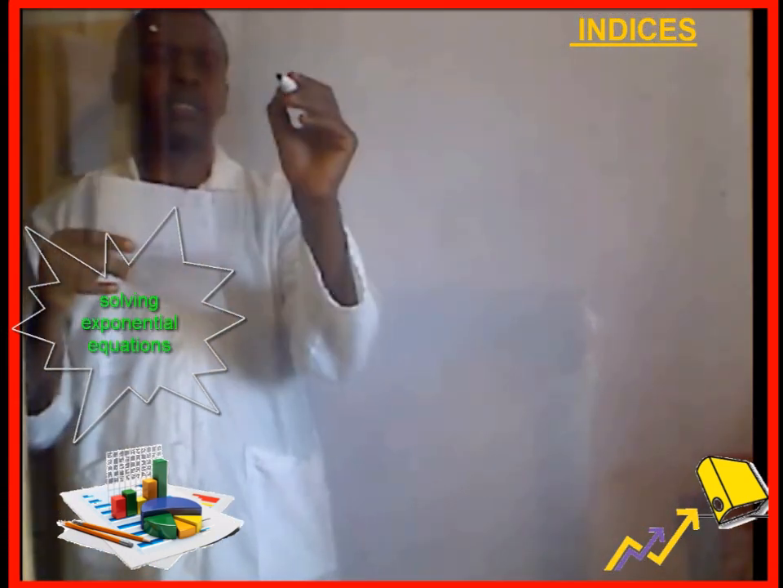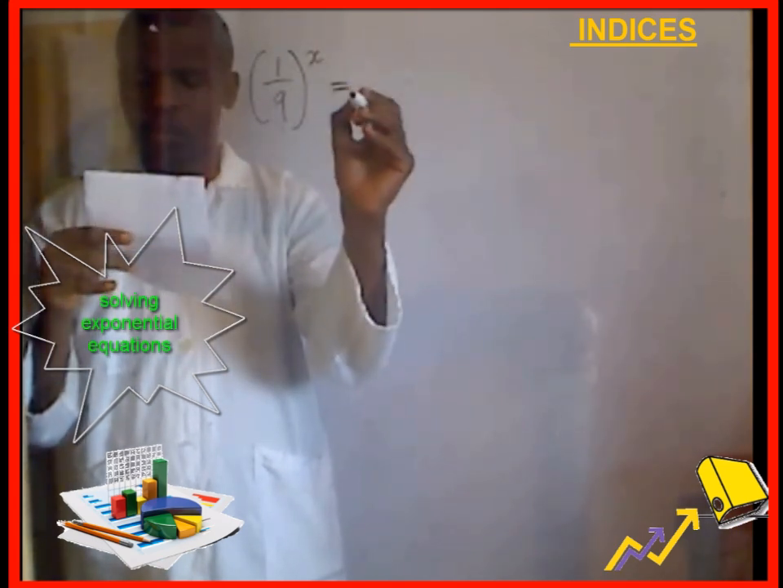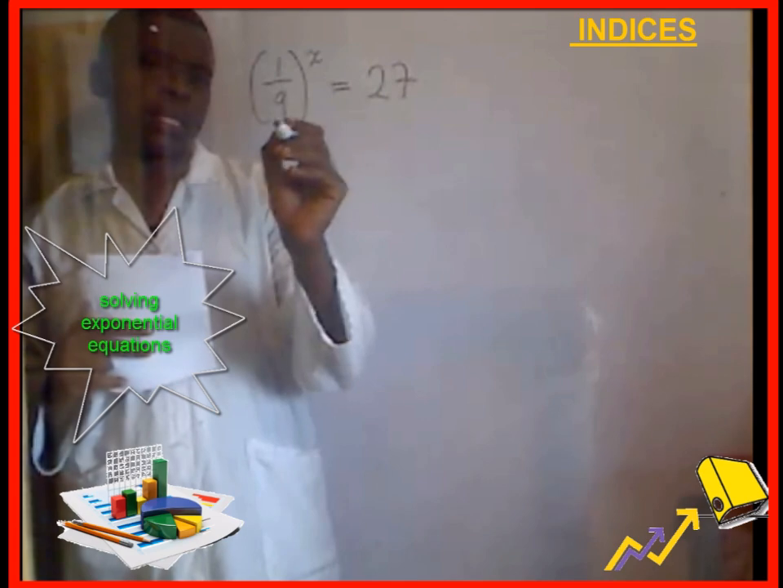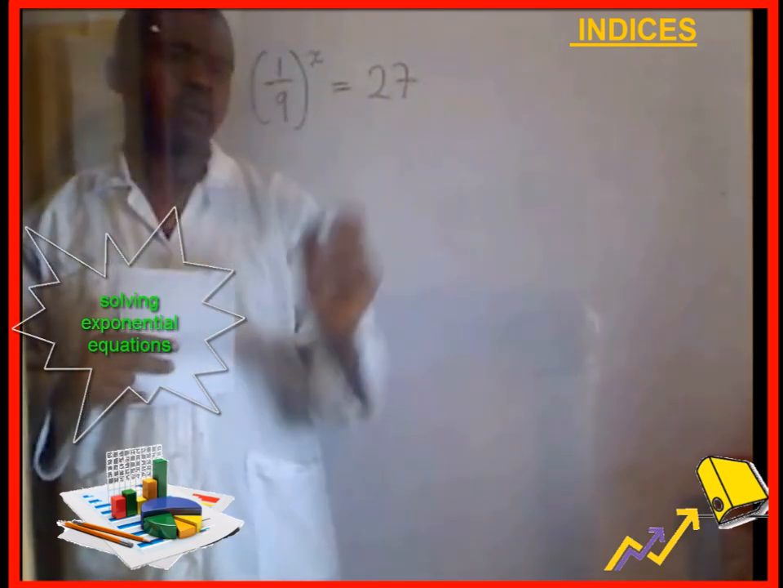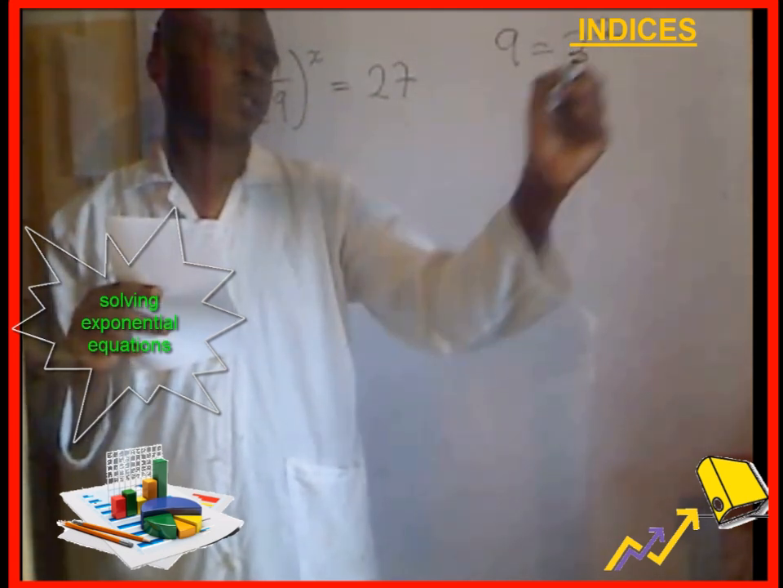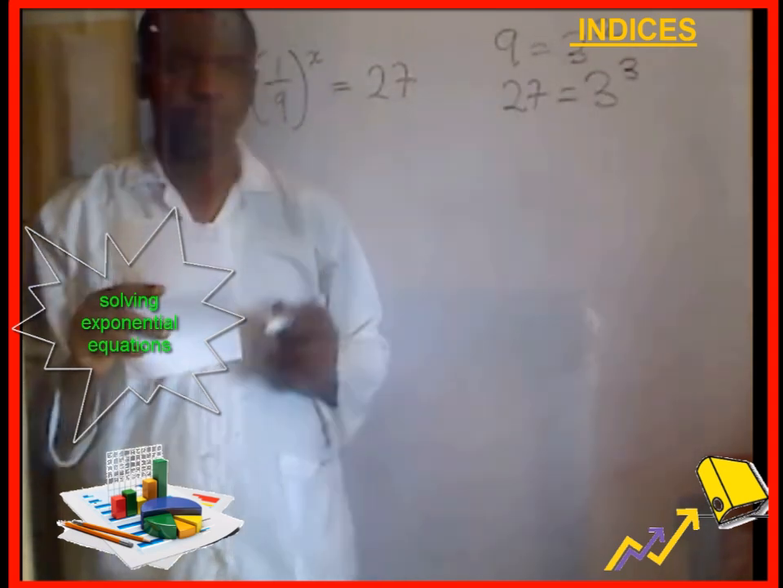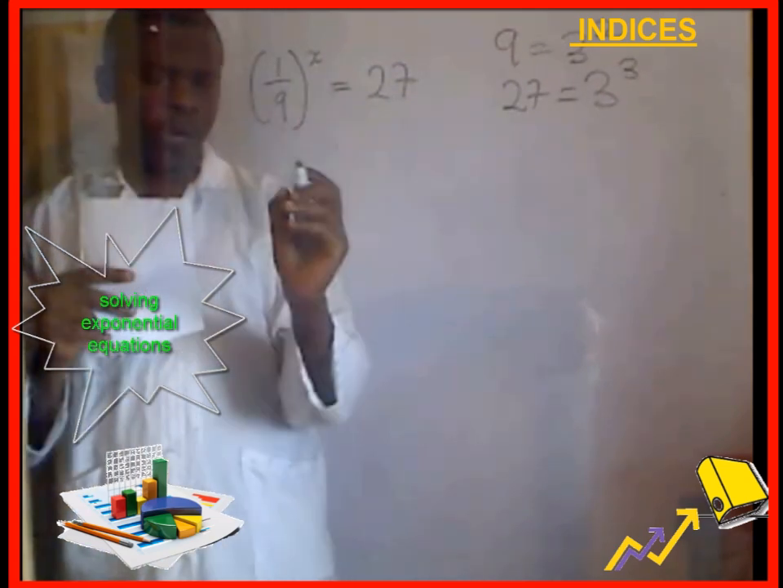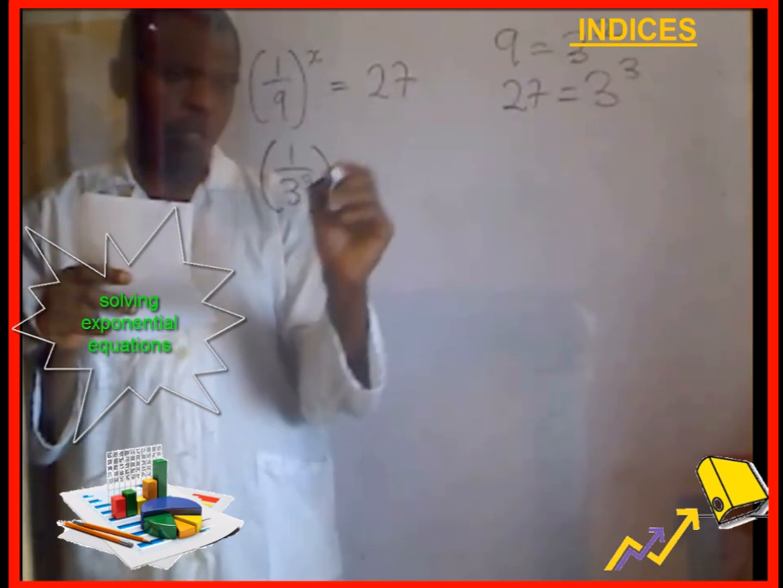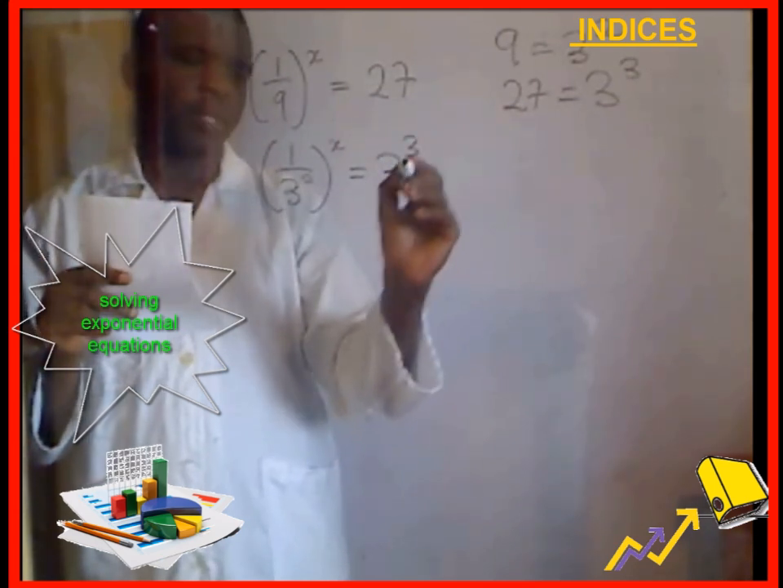Let's look at this one. 1 all over 9 raised to the power x is equal to 27. What's the value of x? I see that I can express 9 and 27 in the same base. What is 9? It is equal to 3 raised to the power 2. 27 is 3 raised to the power 3. So now I have 1 all over 3 raised to the power 2, all to the x, is equal to 3 raised to the power 3.